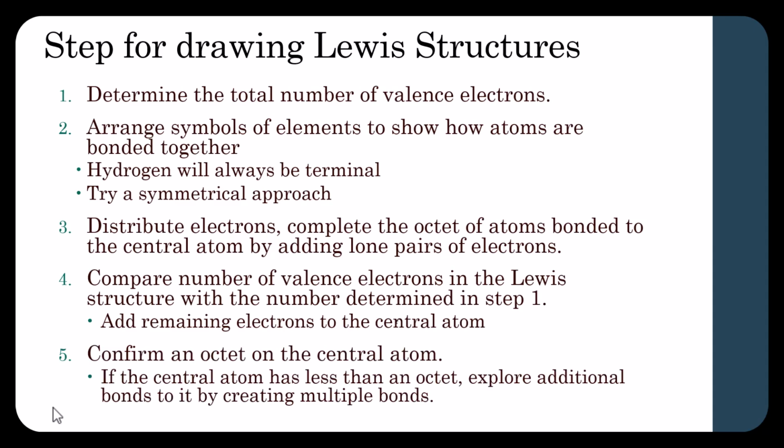And then number 5, we'll get to this at a later time, but confirm that there's an octet on the central atom. If there is not, then we'll explore double and triple bonds. But for right now, we're just going to pause that one and come back to that.